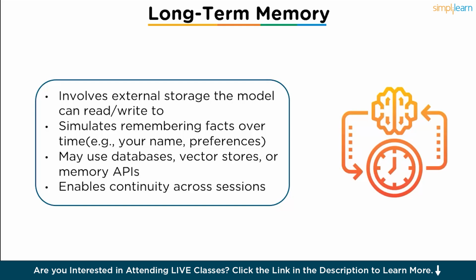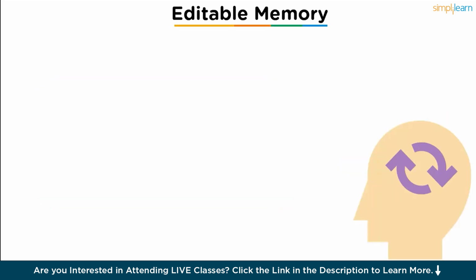Long-term memory allows continuity, such as recalling your name or preferences days, weeks, or even months later. It's the foundation for building persistent, personalized, and context-aware agents capable of truly engaging long-term relationships. Next, we have editable memory.